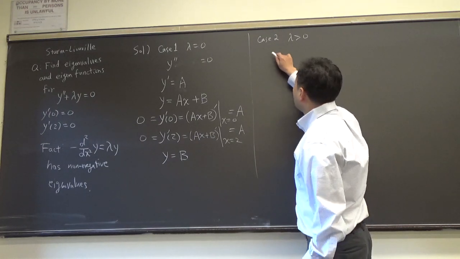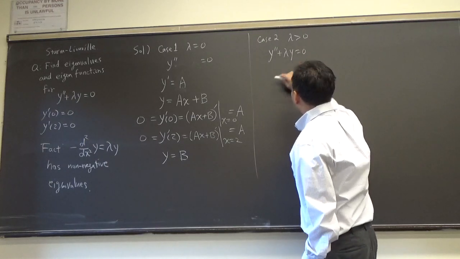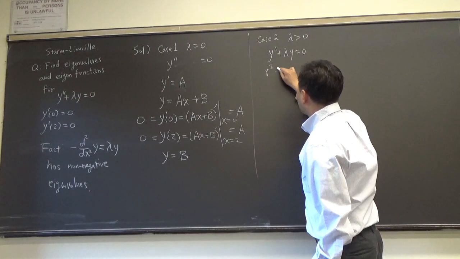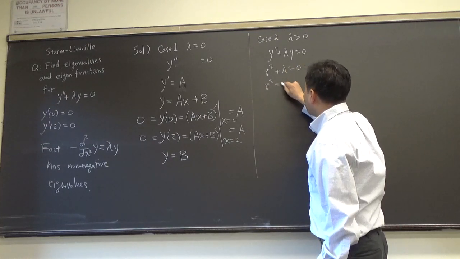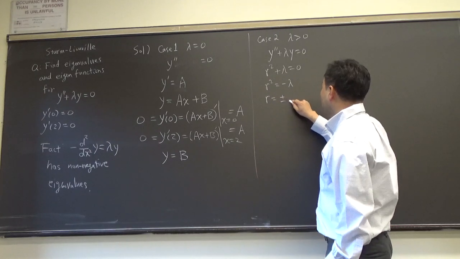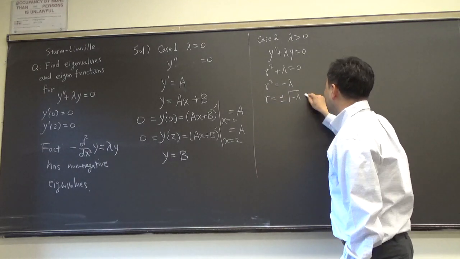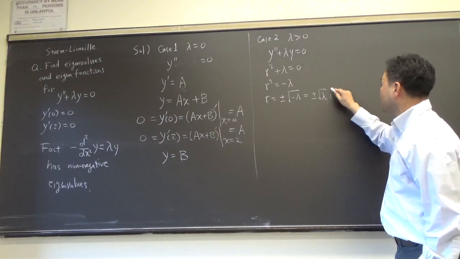Now in that case, you just have y double prime plus lambda y equals 0, with the characteristic equation being r squared plus lambda equals 0. Solve for r squared: r squared equals negative lambda, r equals plus or minus the square root of negative lambda, which is plus or minus the square root of lambda times i.